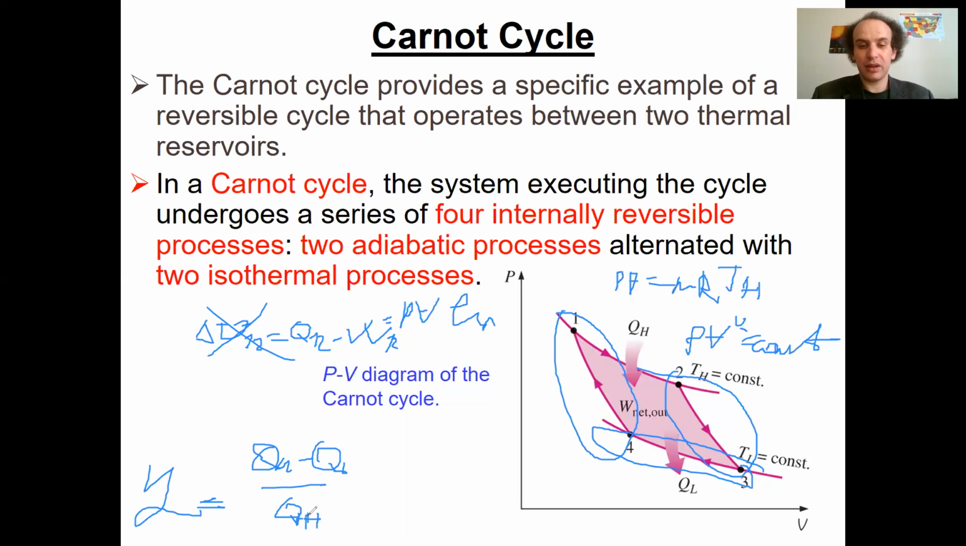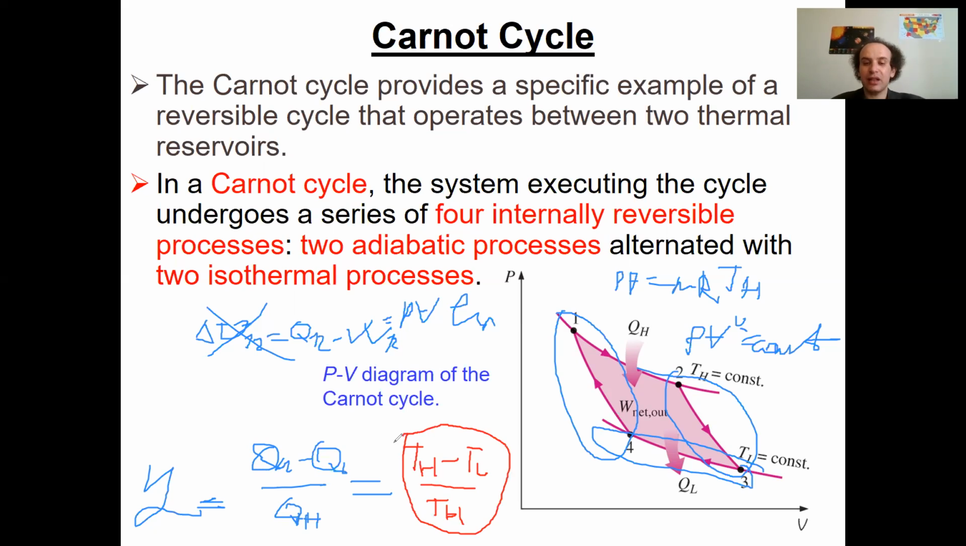Do you understand this? If you calculate everything as I told you, if you calculate it properly, and I want you to do it, then, guys, you will come to a very nice expression. It will be TH minus TL over TH, because this is a particular Carnot cycle. That is your final formula. Now you know that the efficiency of the Carnot cycle looks like this.